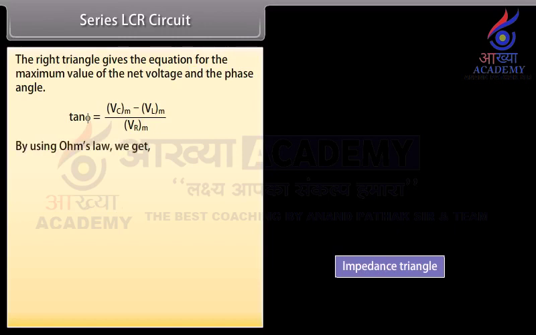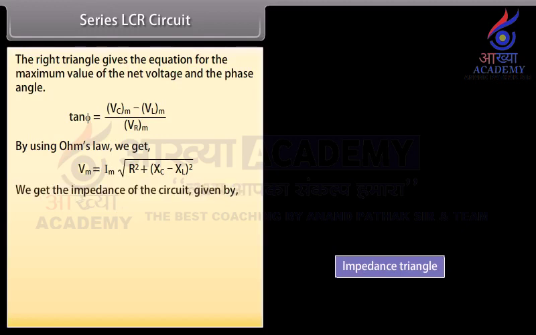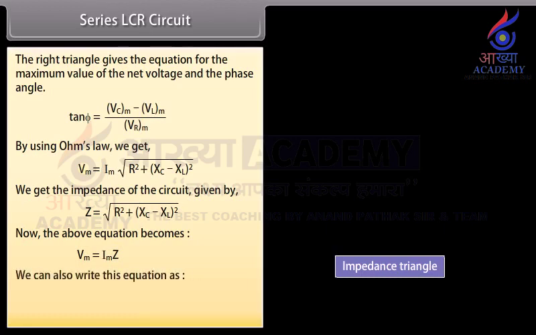By using Ohm's law, we get Vm is equal to Im multiplied by under root of R square plus XC minus XL square. We get the impedance of the circuit given by Z equals under root of R square plus XC minus XL square. Now, the above equation becomes Vm is equal to the product of Im and Z. We can also write this equation as Im is equal to Vm upon Z, or IRMS is equal to VRMS upon Z.